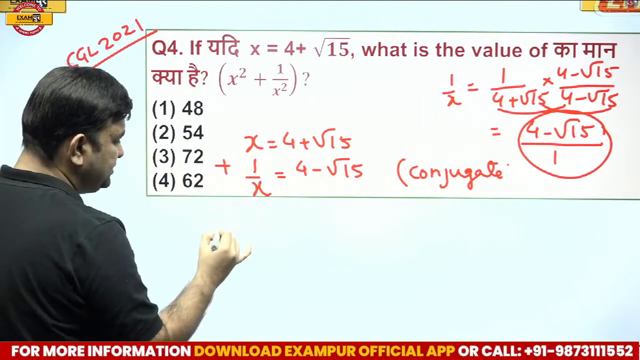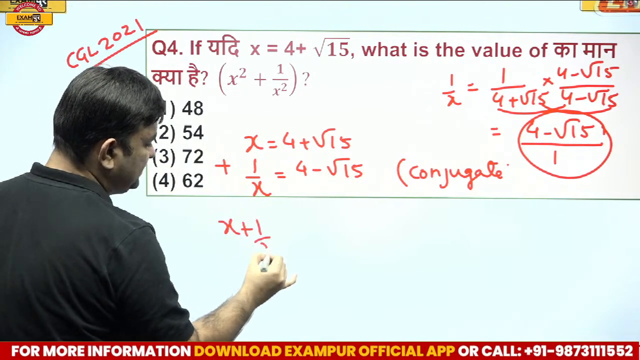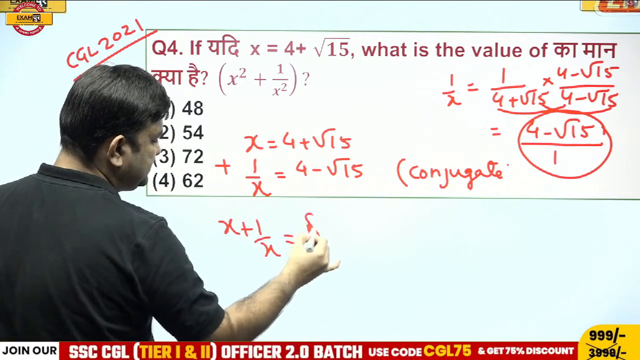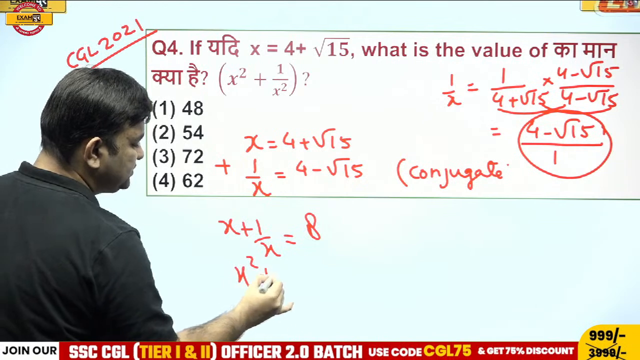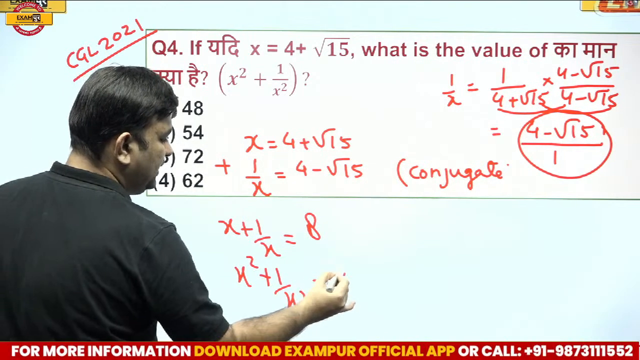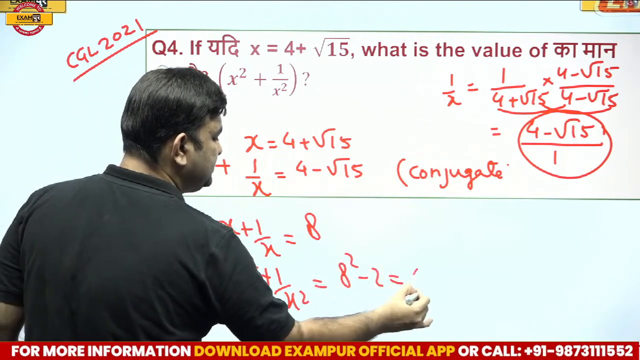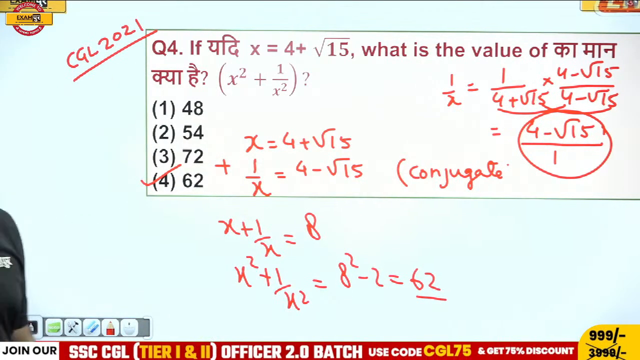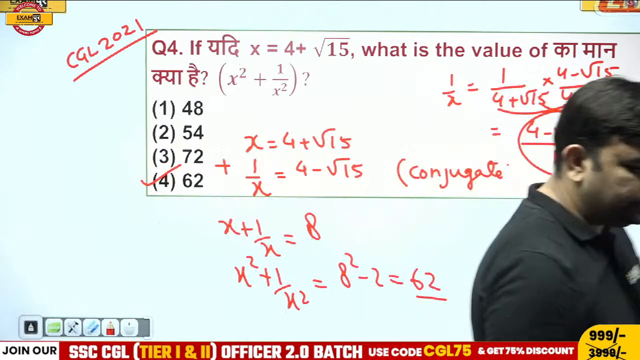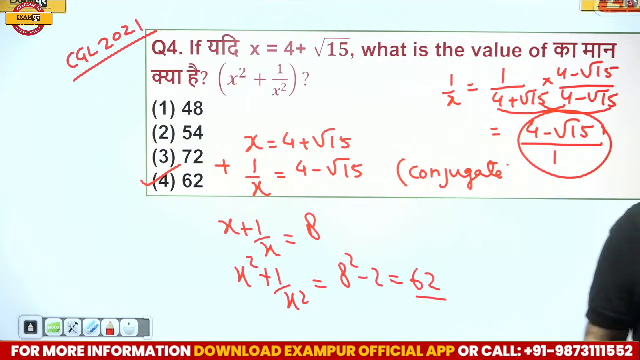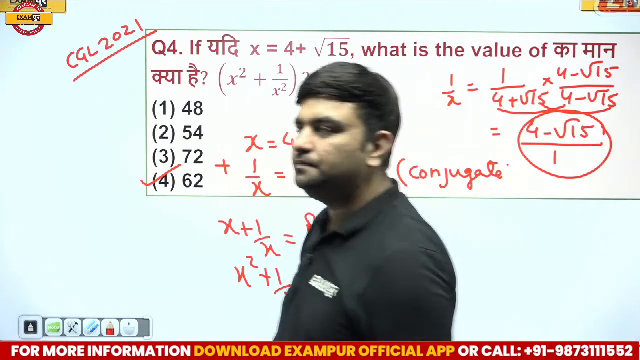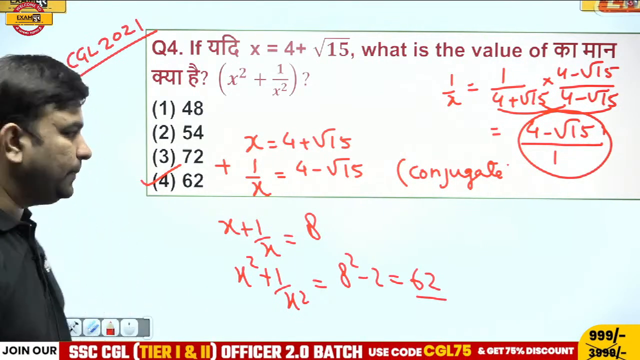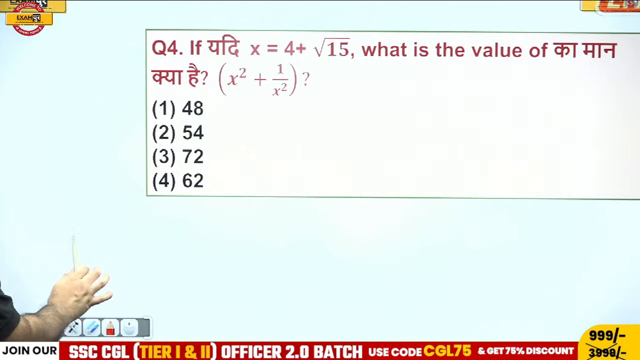Adding both equations, x plus 1 upon x is 4 plus root 15 plus 4 minus root 15, which is 8. So x square plus 1 upon x square is 8 squared minus 2, which is 62. Fourth question of the day.